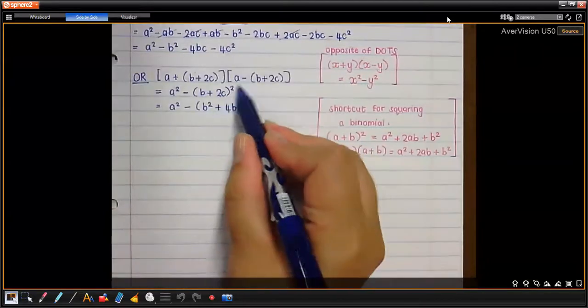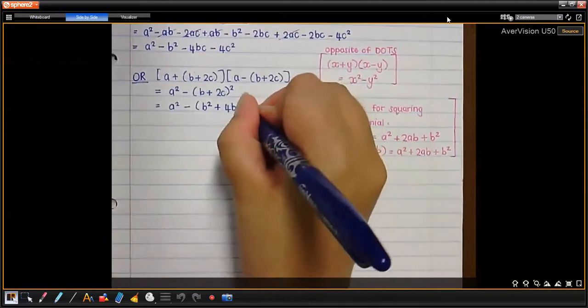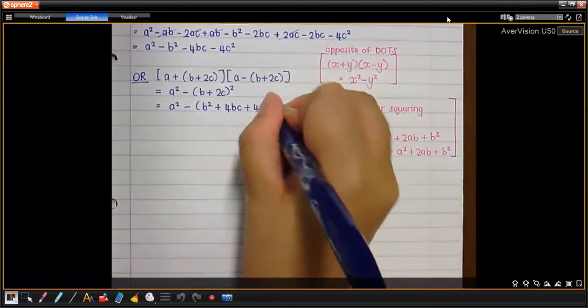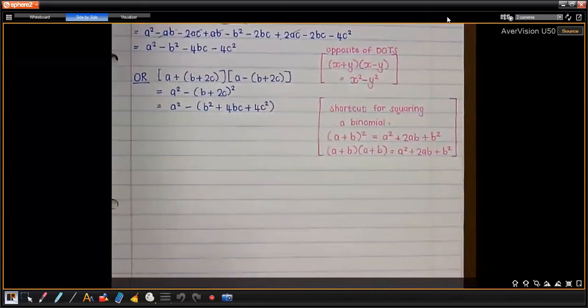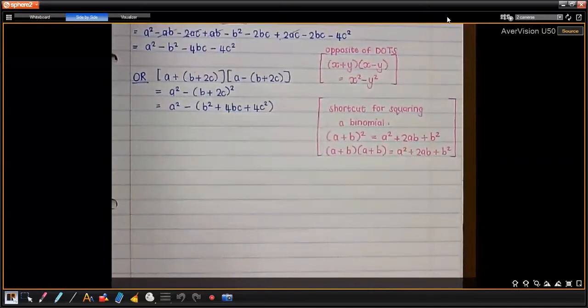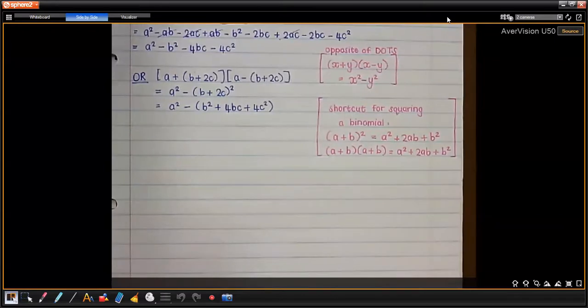And then the last term squared, 2c squared. 4c squared. Remember, you have to square the 2 and the c. Okay, good. No, you can't. You have to first do the exponent before you multiply. All right, is that fine, guys?